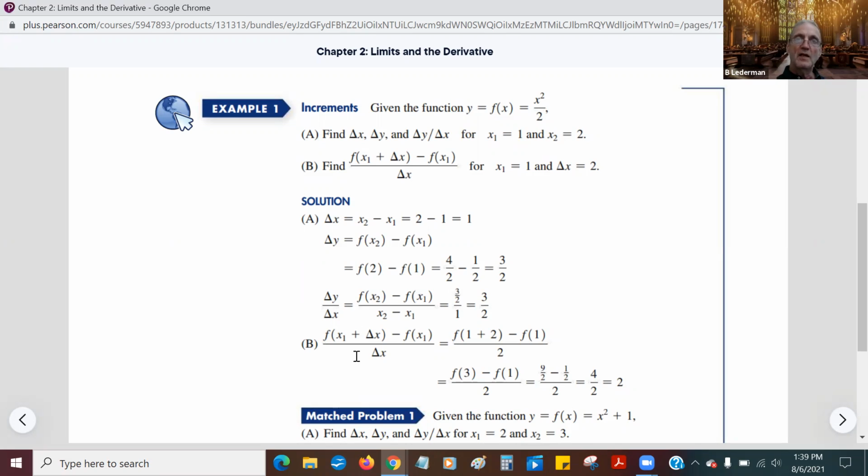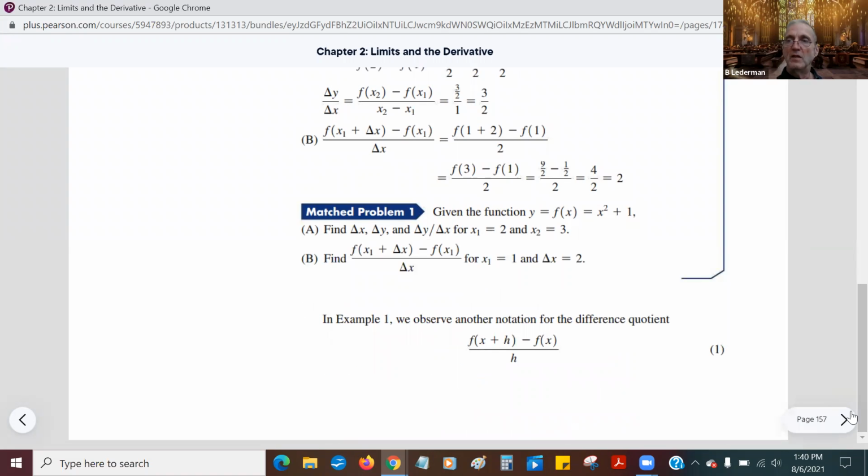Now this here, notice this looks a lot like a derivative, and that's really why we're doing it. So this is f of 1 plus 2, because x1 is equal to 1, and we said in this example, in part B, delta x is equal to 2, minus f of 1, over 2. So this is f of 3 minus f of 1 divided by 2. F of 3 is 9/2 minus 1/2, which is 8/2, which is 4, and 4 divided by 2 is 2. So this just equals 2. Whoopee. Let's move on.